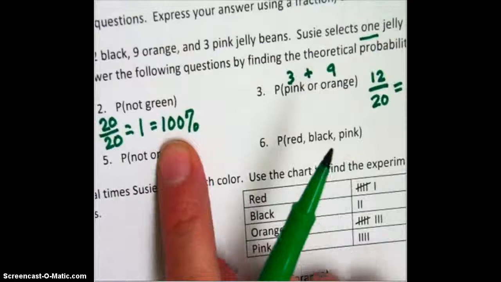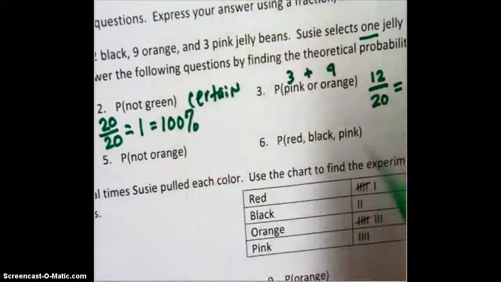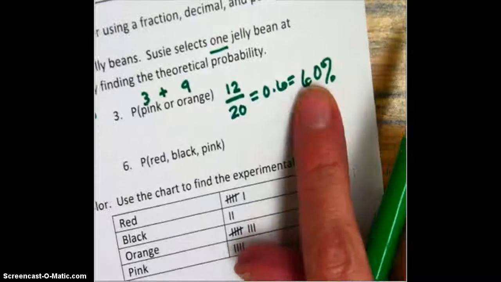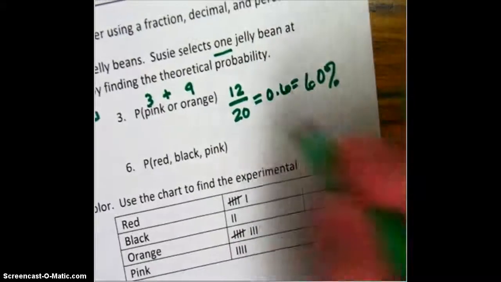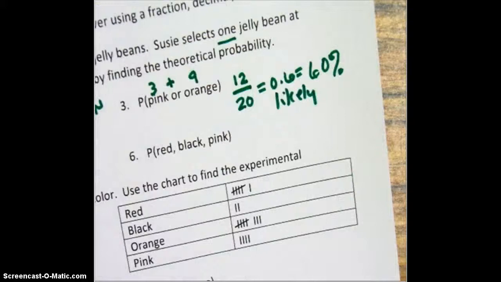I also want you to tell me how likely it is on the scale. Because this is 100%, I want you to write down that it is certain. And this one, 60% is more than half, so it's likely. So it's likely that it's going to be pulled.